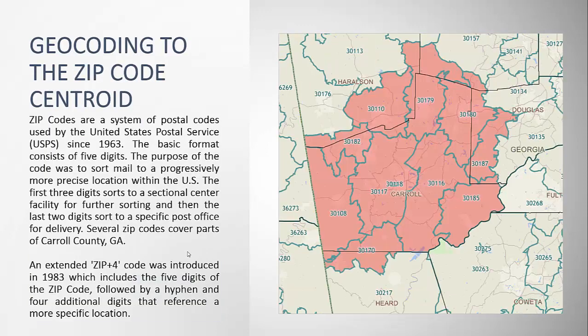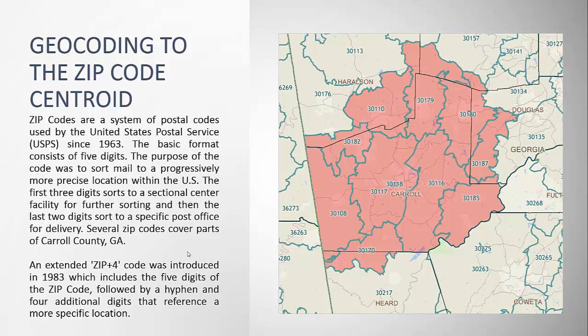The next thing we're going to do is geocode to the zip code centroid. Zip codes are a system of postal codes used by the United States Postal Service since 1963. The basic format of the code consists of 5 digits. The purpose of the code was to sort mail into a progressively more precise location within the United States. The first 3 digits sort to a sectional center facility for further sorting, and then the last 2 digits are used to send it to a specific post office for delivery.